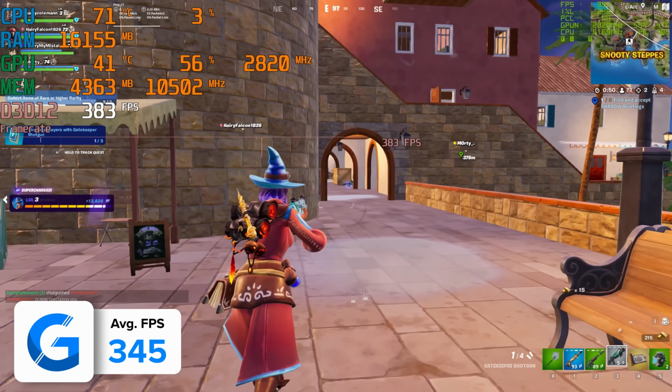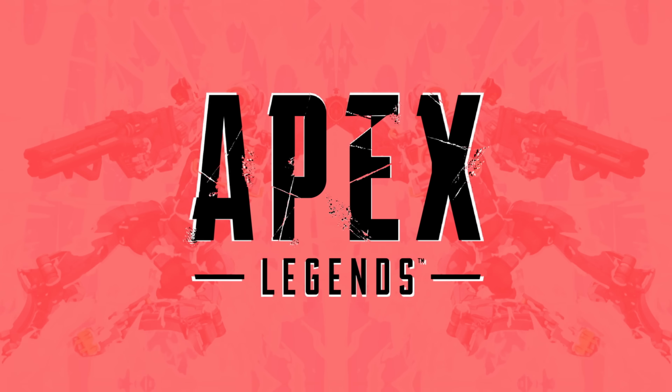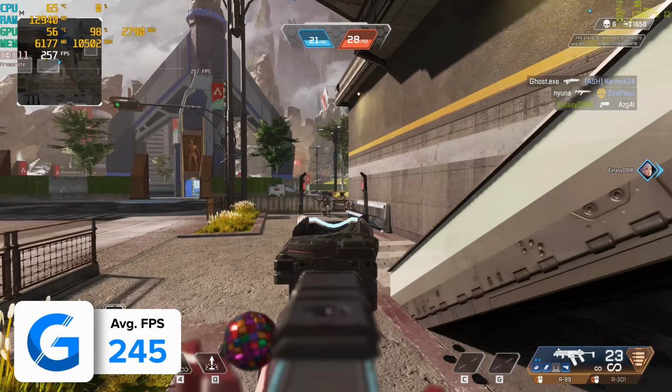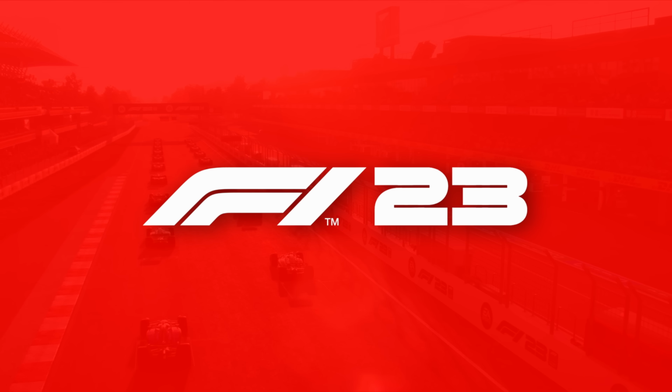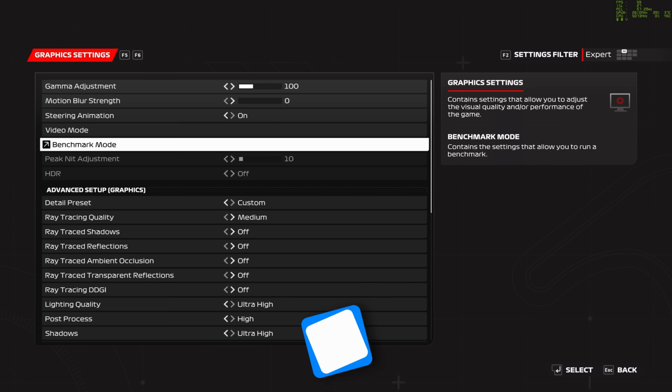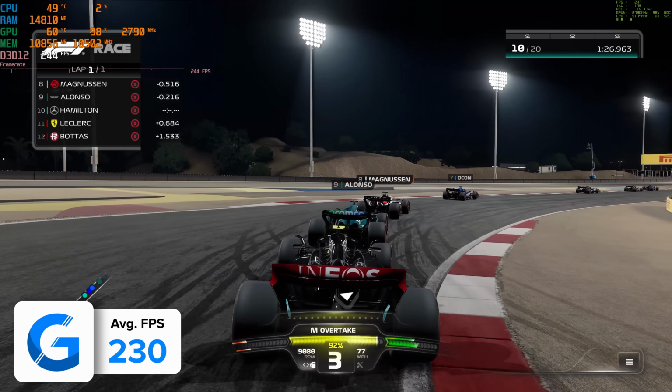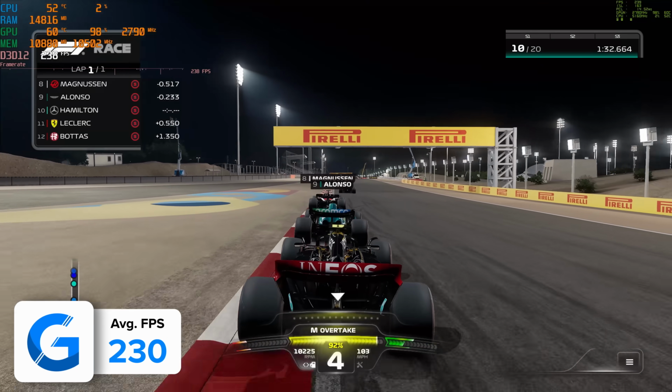Absolutely unbelievable. Apex Legends also did really, really well. At 4K high, this system achieved 245 FPS on average. Well, my longtime favorite game, F1 2023, can't wait for 2024. Ultra high with DLSS enabled and set to quality, achieved over 230 FPS on average.